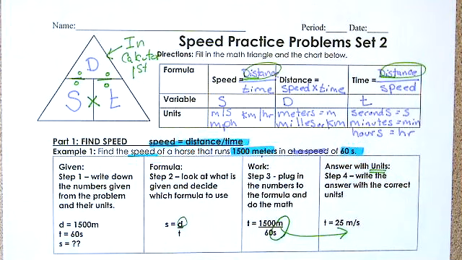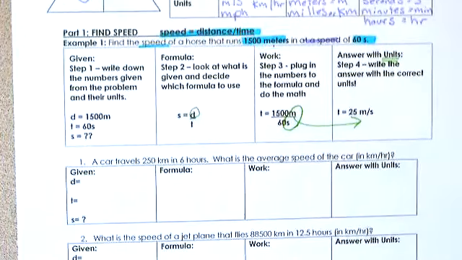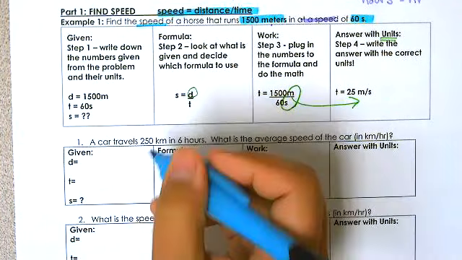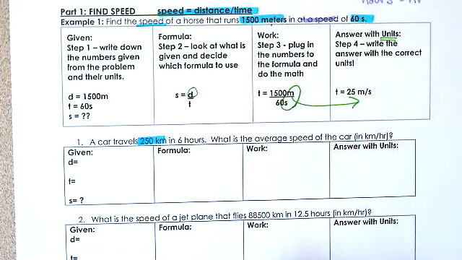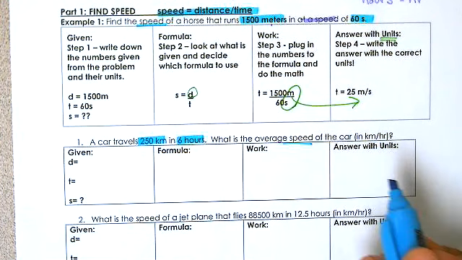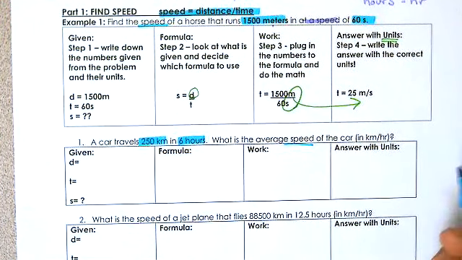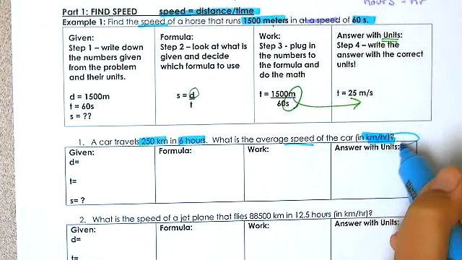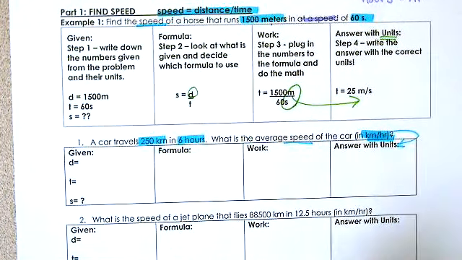Okay, let's do another one together. Question number 1 on your worksheet says a car travels 250 kilometers in 6 hours. What is the average speed of the car? And it even tells us to calculate it in kilometers per hour. So it's giving us the units here.